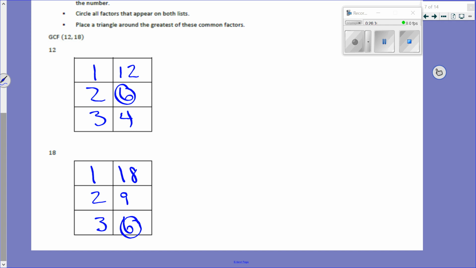Okay? Now, this works okay for small numbers like 12 and 18, but once we start getting up to 144 and 196, do you really want to list all of the factors? Because here's part of the problem, guys. If you miss one set of factors, you could miss the one that is the greatest common. So that's why I don't like this. It works okay for really little numbers, but there's a lot more efficient ways to do it.